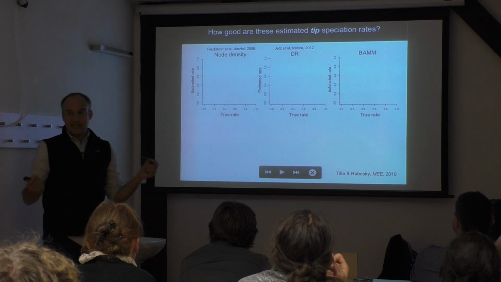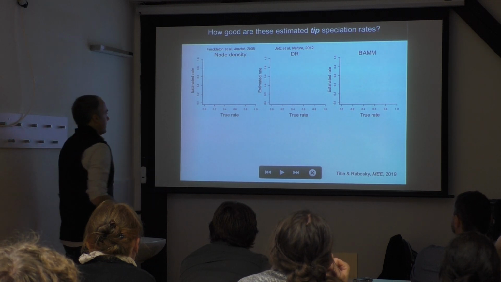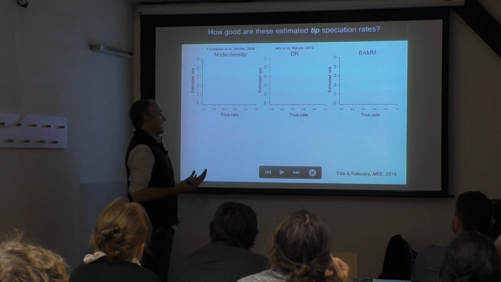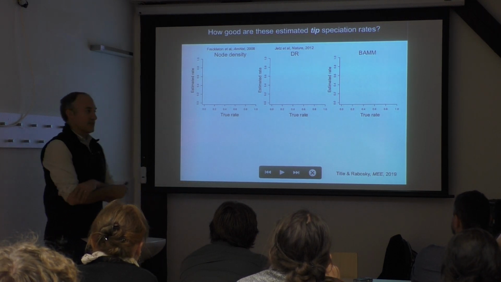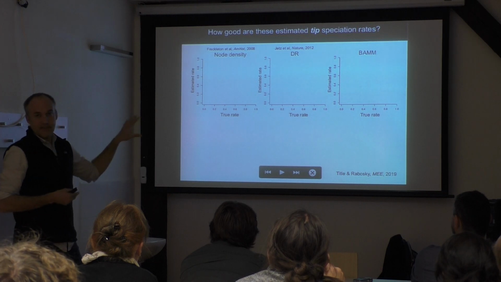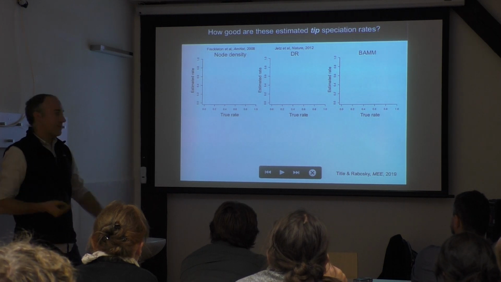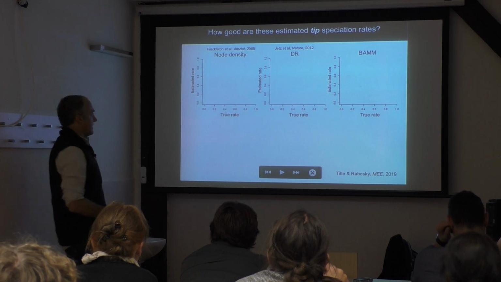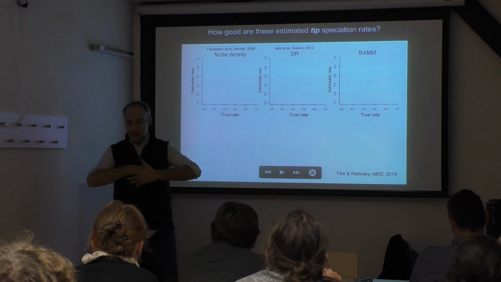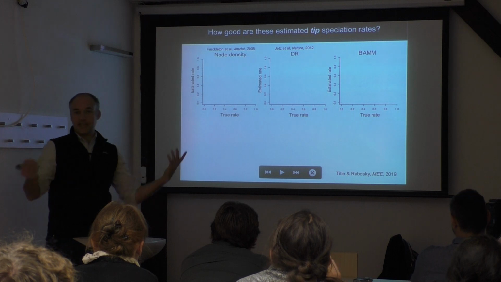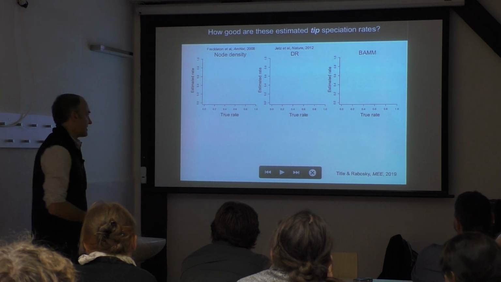Now, how good are these estimated tip speciation rates? Well, as far as we can tell, they seem to be pretty good, and pretty robust to a lot of violations of their assumptions. The results I'll show in my talk today will be using a couple of different methods for reconstructing these rates. But this figure right here shows an example where we looked at how well these things performed across data sets simulated under a whole bunch of different kinds of scenarios.